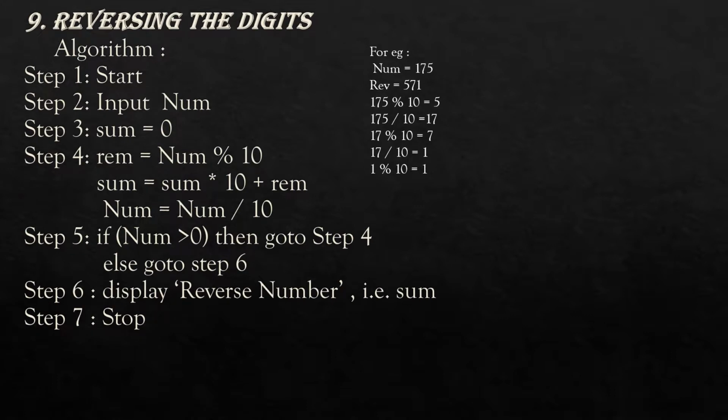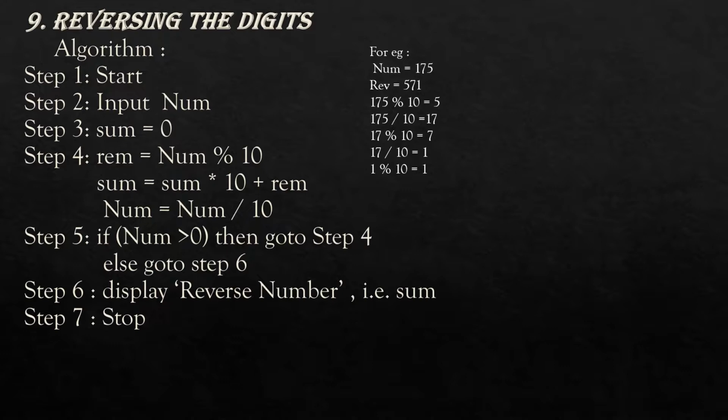Now if the user enters 175 as a number, we need to reverse this. After reversing 175, the answer will be 571. We need to do mod and divide so we can separate the single digits, store them in a variable and display the output. So 175 mod 10 is 5, and 175 divided by 10 is 17. 17 mod 10 is 7. 17 divided by 10 is 1, and 1 mod 10 is 1.